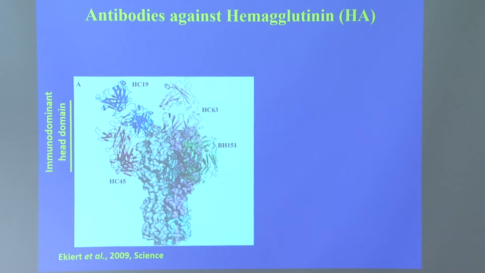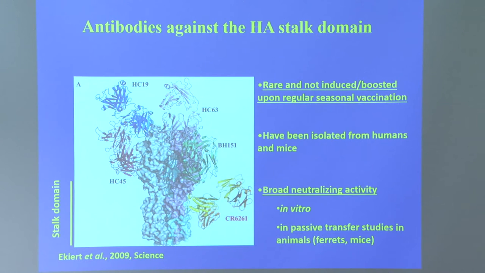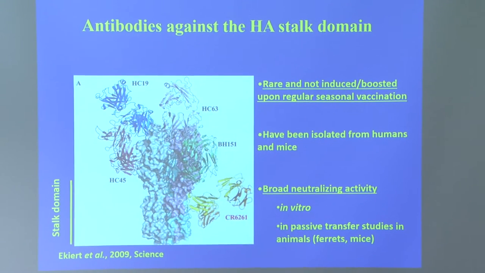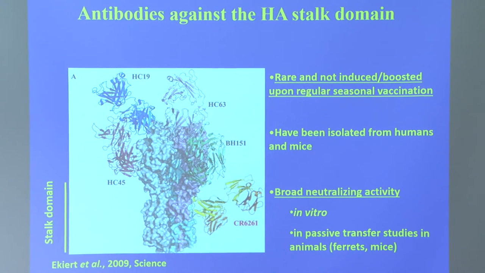It turns out that the virus has a so-called Achilles heel, and it is in the heel, or stalk, of this hemagglutinin protein. However, in response to a seasonal flu shot, you don't typically elicit antibodies binding here, but such antibodies have been isolated, and they're broadly neutralizing. So the question has been, could you design a vaccine that could actually elicit antibodies binding to this region? This could form the basis of what's called a universal vaccine?